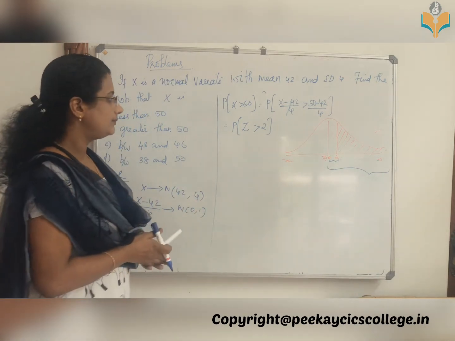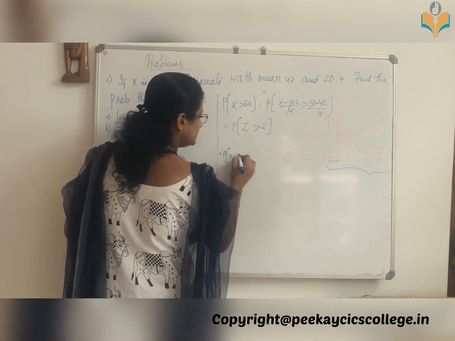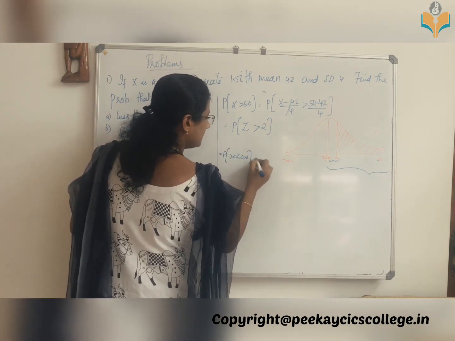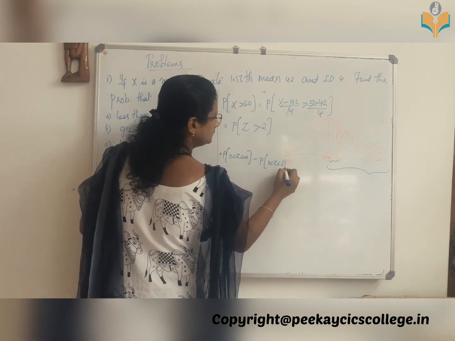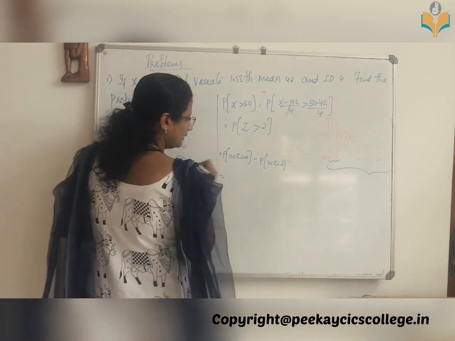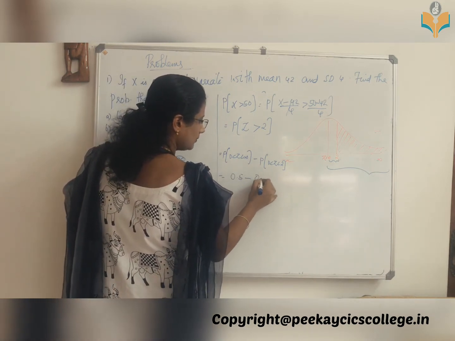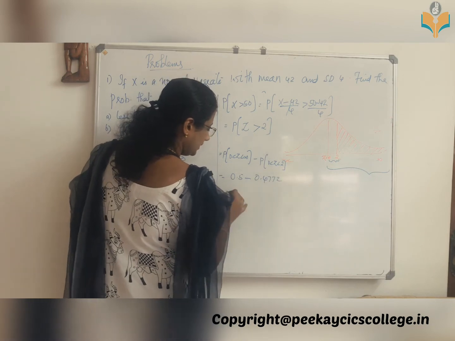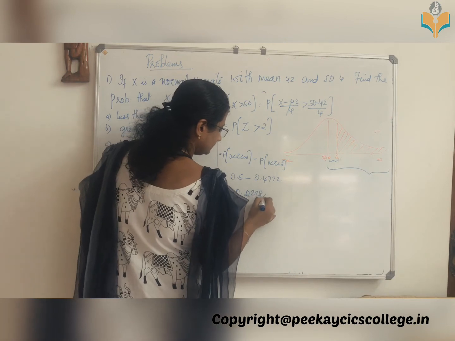ഓക്കെ, അപ്പോൾ വാട്ട് അബൌട്ട് 0 to infinity? നമുക്കറിയാം പ്രോബബിലിറ്റി ഓഫ് 0 less than z less than infinity മൈനസ് പ്രോബബിലിറ്റി ഓഫ് 0 less than z less than 2. ഓൾറൈറ്റ്, ഇത് നമുക്ക് ഓൾറെഡി അറിയാം, ദിസ് ഇസ് 0.5 മൈനസ് 0.4772 ഈക്വൽ ടു 0.228.